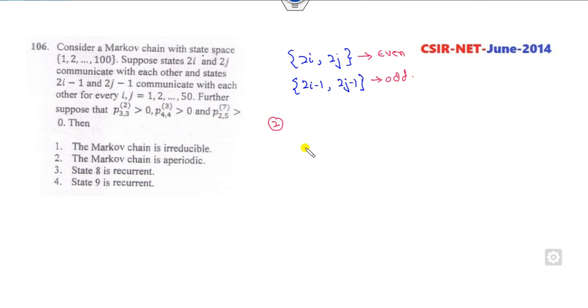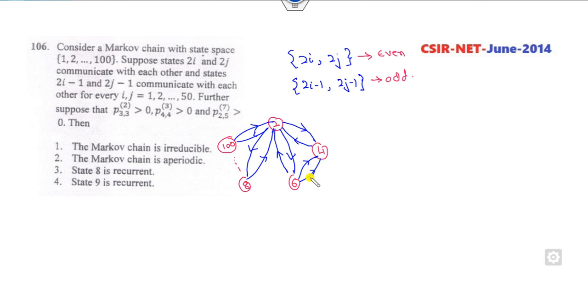So the states are 2, 4, 6, 8 and up to 100. They are communicating with each other. It means 2 and 6 communicate with each other, and similarly 6 and 4 communicate with each other. 4 and 8 communicate with each other, 4 and 10 communicate with each other, and so on.